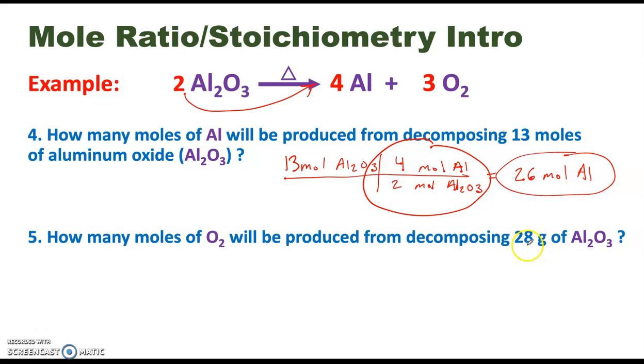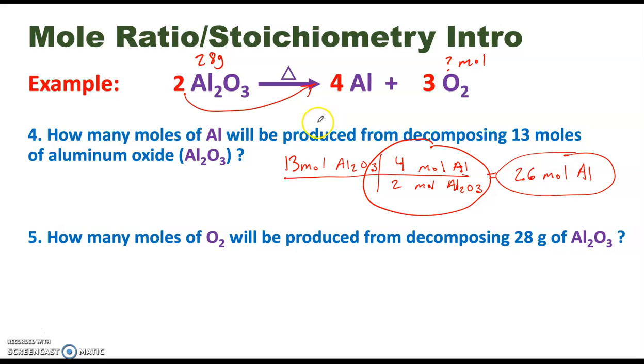So in this case, we're given 28 grams of aluminum oxide. So it gives us 28 grams, and it says how many moles. So I'm going to put question mark moles over here. I actually like to write things like this up here because it helps me keep track.